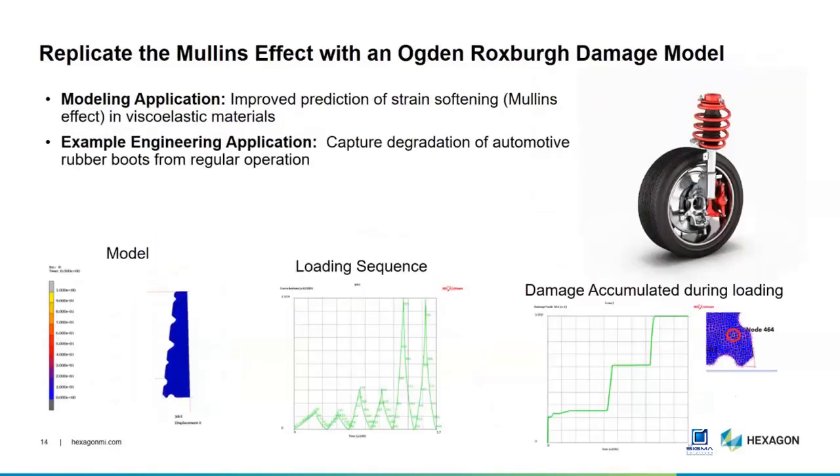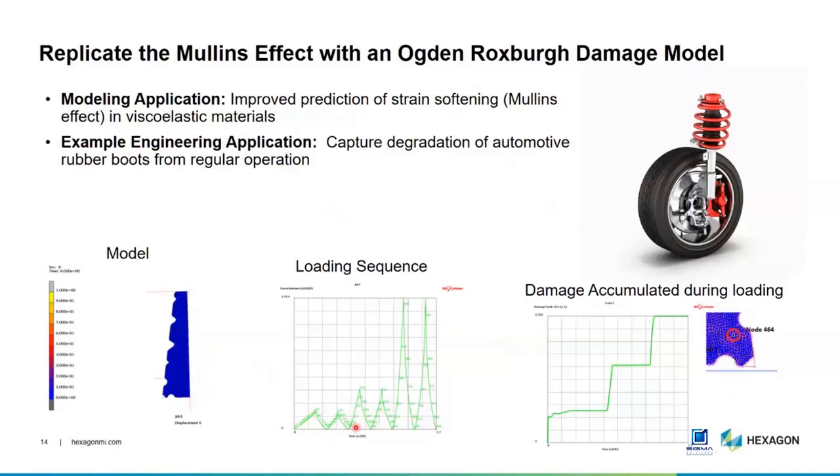Okay, so the previous presenter also touched upon the Mullins effect. So if you're actually loading and unloading, there is breakage of bonds and then damage because of the Mullins effect. So this can be simulated using the Ogden Roxburgh damage model that we have. So this is an example of a Jounce bumper that has a particular loading sequence.